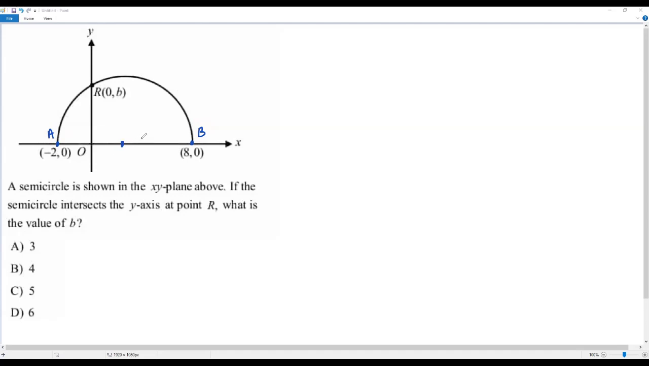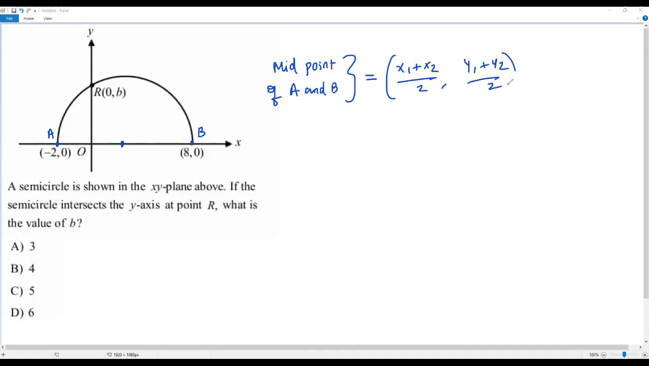Okay, now to get the center of the semicircle, I have to find the midpoint of the two endpoints A and B. Okay, let me do it. So midpoint of A and B. Let me write the stuff over here. The formula to get the midpoint of the given 2 points is x1 plus x2 divided by 2, y1 plus y2 divided by 2. Okay, now we can consider the point A as x1, y1 and point B as x2, y2.